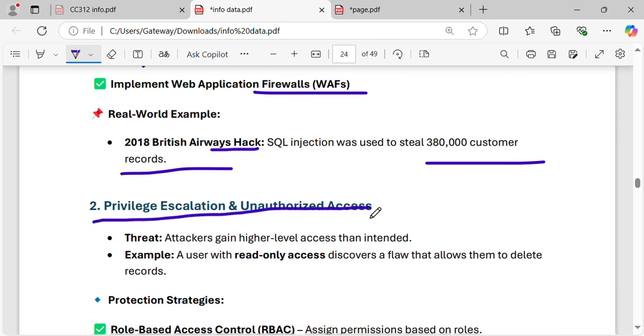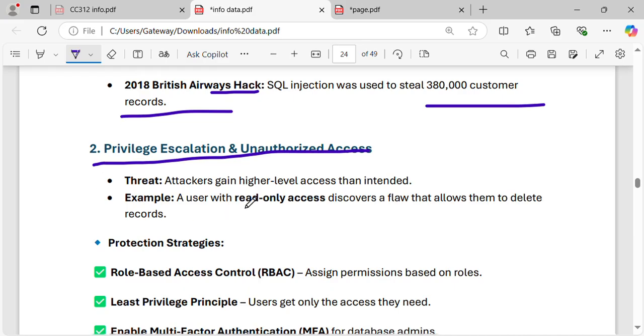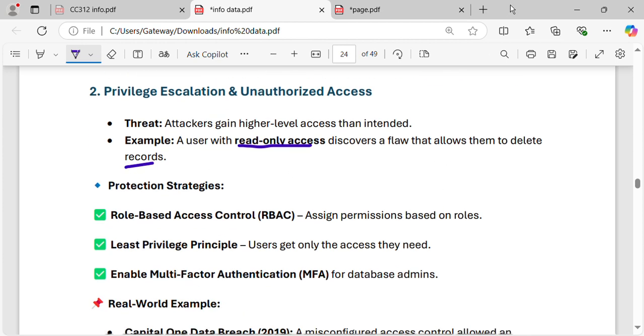Privilege escalation and unauthorized access. The threat: attackers gain higher-level access than intended. A user with read-only access discovers a flaw that allows them to delete records. We are using the internet, but we're not really talking about these things in a formal way, though there are people who see them and go through these things. If you really learn about this, you will get to know them. So maybe they only have read-only access, but they discover a flaw that lets them write data or delete the data.